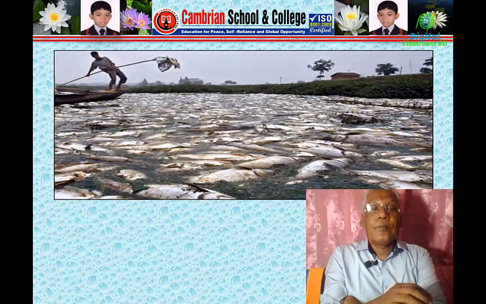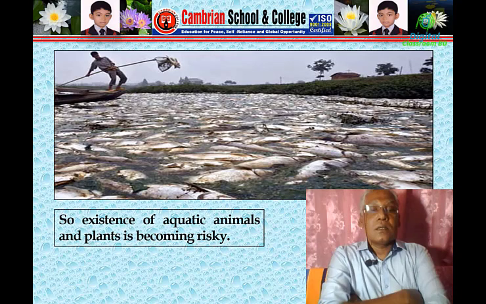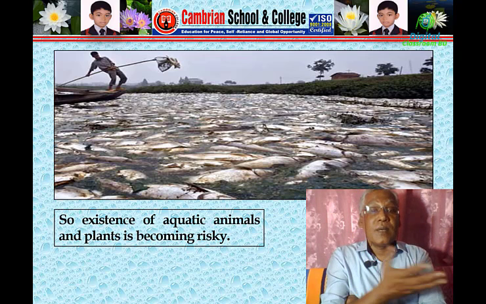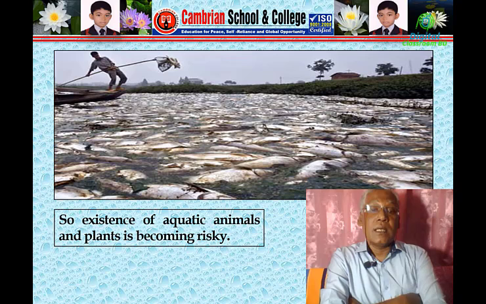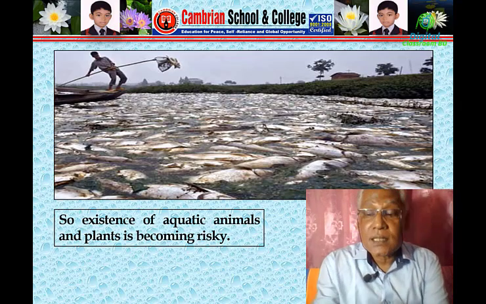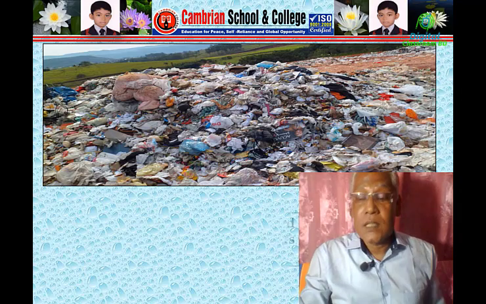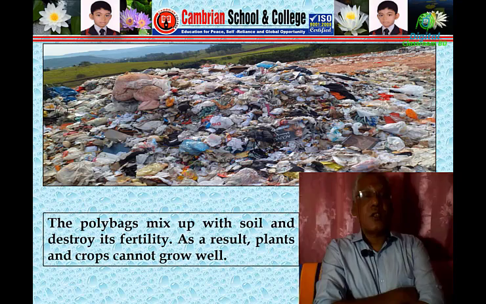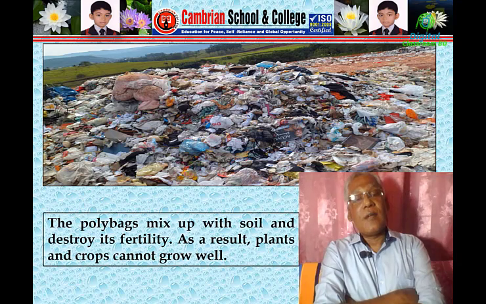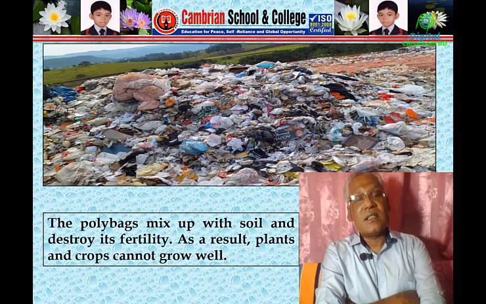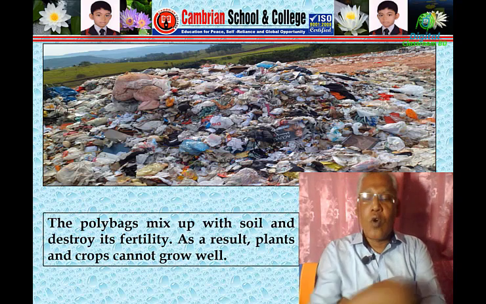So what is happening here? The existence of aquatic animals and plants is becoming risky. Look at the next picture. The polybags mix up with soil and destroy its fertility. As a result, plants and crops cannot grow well.